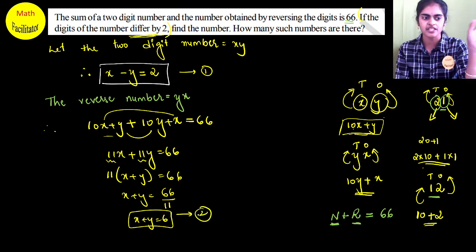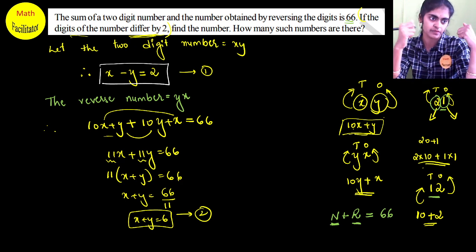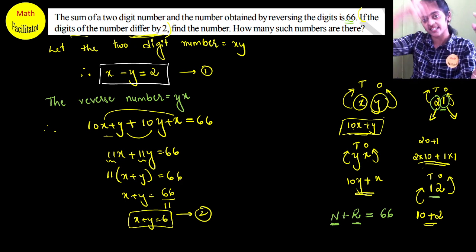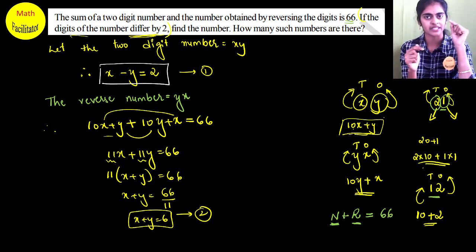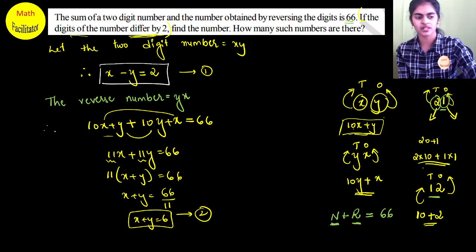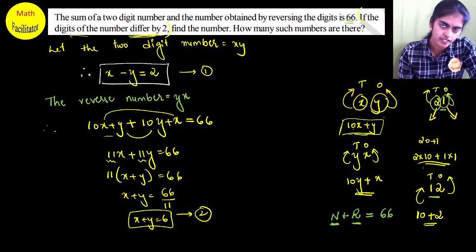Equation 1: they said the digits of the number differ by 2. So you have taken x and y separately. In the other one, they said the sum of a two-digit number and its reverse. When you are adding, you take the value. That's how you are taking 10x plus y plus 10y plus x is 66. Did you understand the difference now? Once you know the concept, it's very simple.